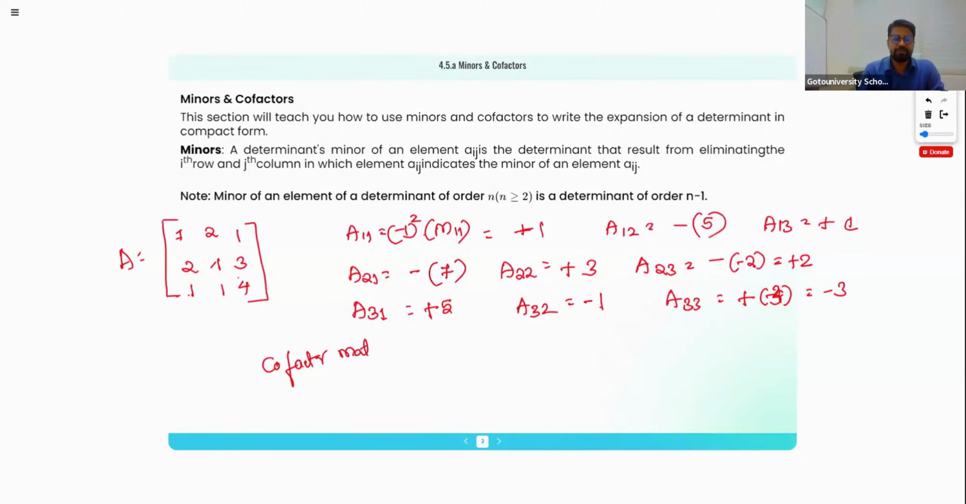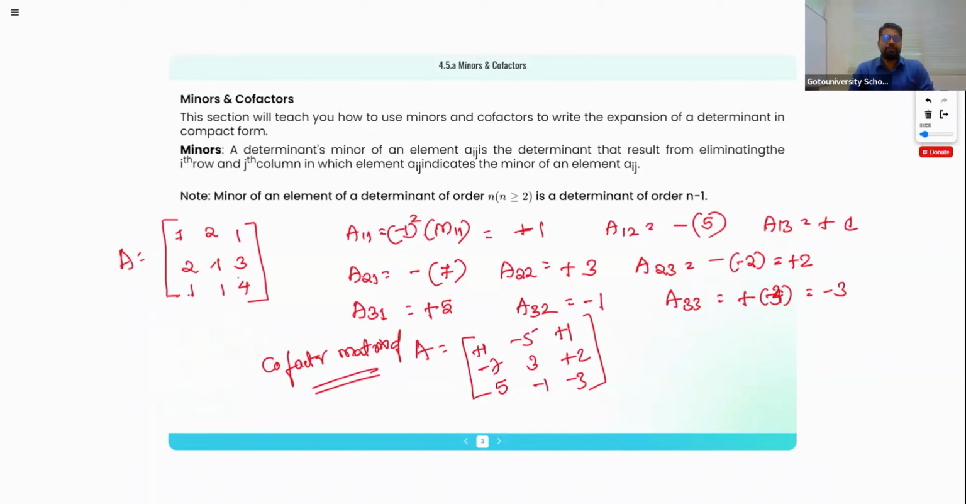cofactor matrix of A is, tell me, A11, which is plus 1, A12 minus 5, A13 plus 1, and A21 minus 7, A22 plus 3, and then A23 plus 2. And this is 5, minus 1, minus 3. So this is the cofactor matrix of the given 3 cross 3 matrix. I hope minors and cofactors are clear now.